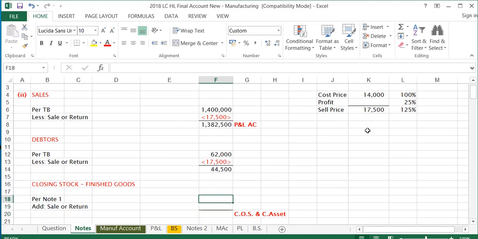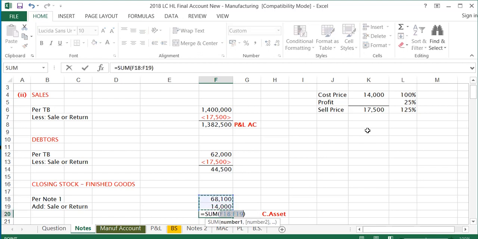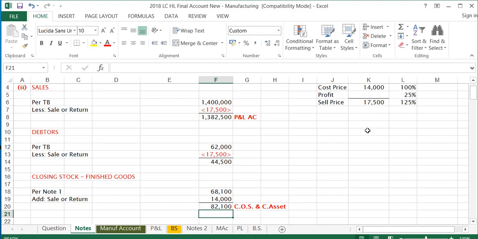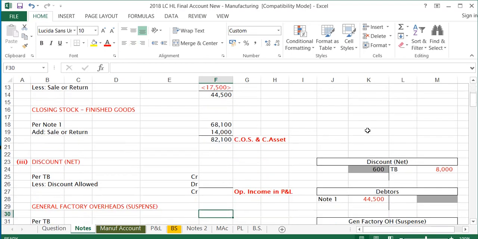And the last thing is a closing stock of finished goods per note 1, I can see is 68,100. And I'm going to add the sale or return because that would have been taken out of stock initially and it shouldn't have been. So I'm going to add back in the stock, and stock is valued at the lower of cost or net realisable value, which in this case is the cost of 14,000. That gives me 82,100, and that closing stock of finished goods will go on cost of sales in the P&L, and it will be a current asset in the balance sheet.